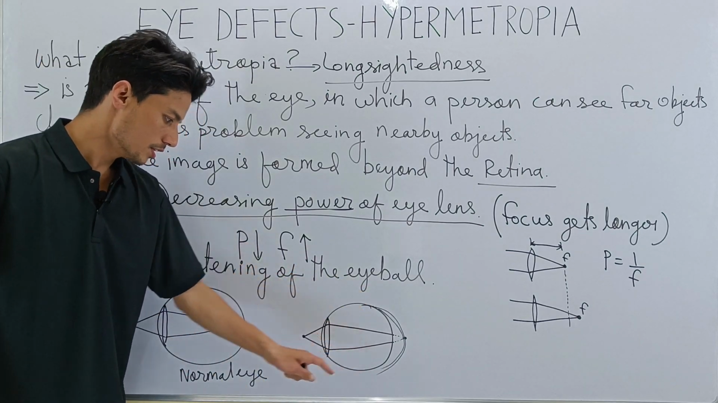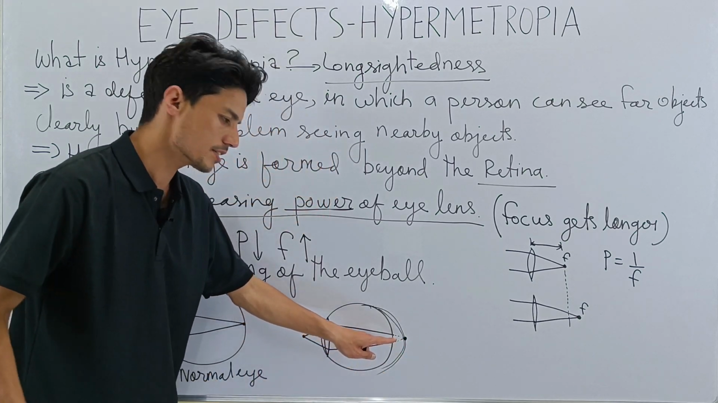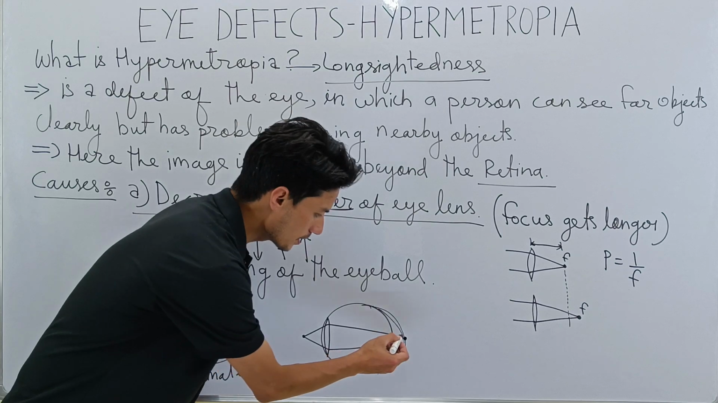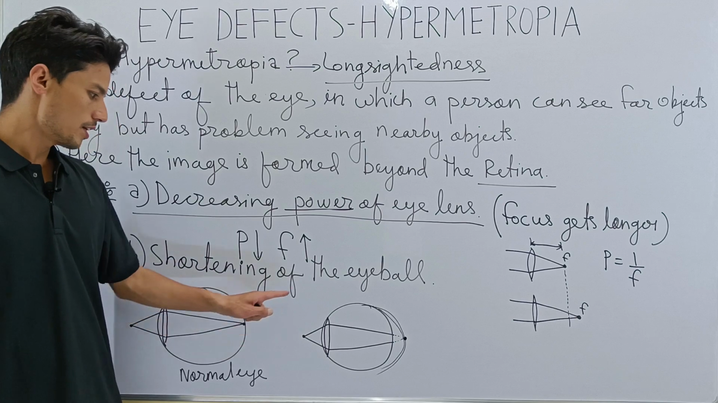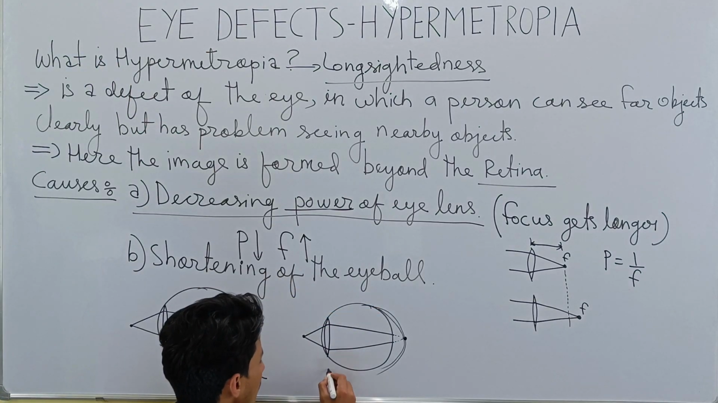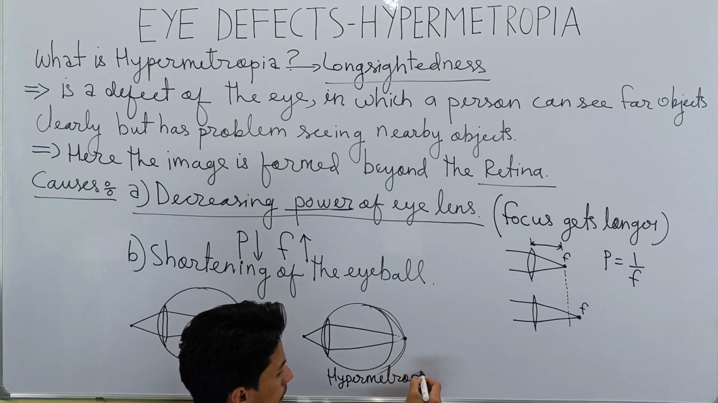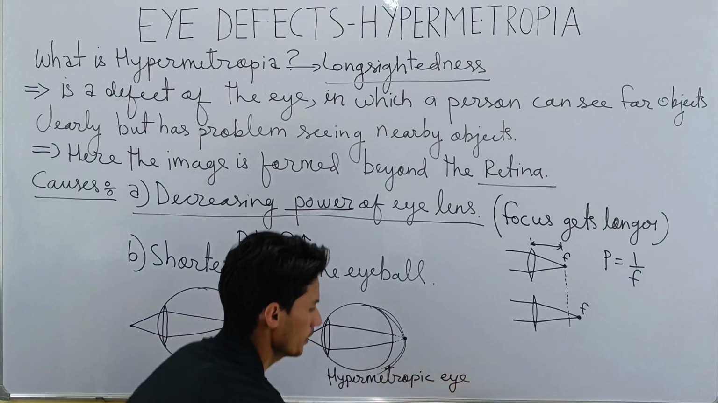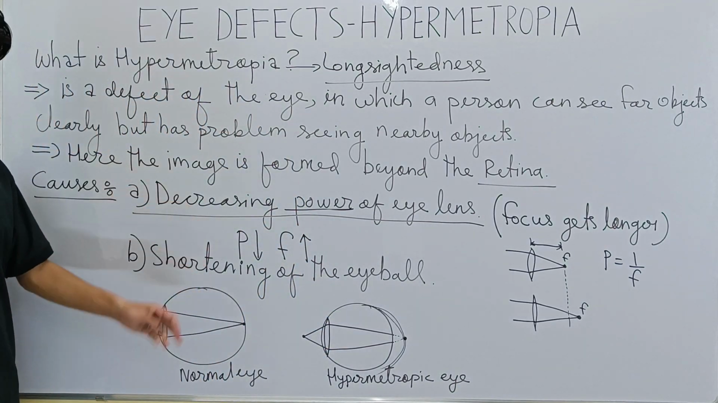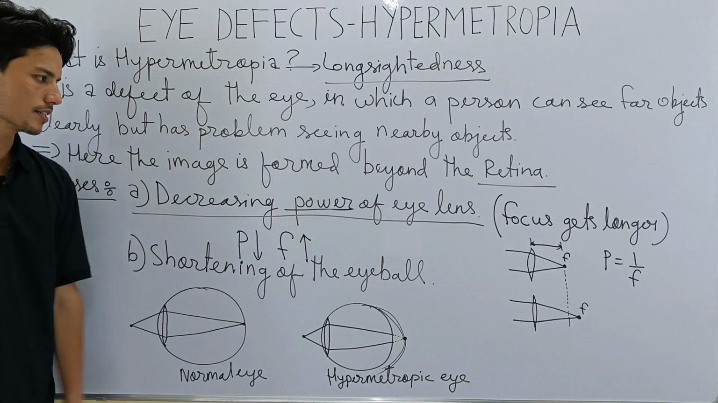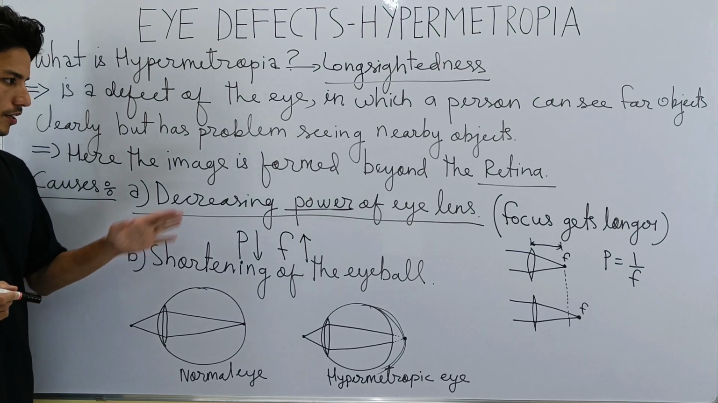So if the eyeball is shortened, the rays meet here. But since the eyeball is short, unfortunately the retina is not here, rather it's a little in front of it. So this is what is meant by shortening the eyeball. So this is the hypermetropic eye, with shortening of the eyeball. So these are the two causes: decreasing power of the eye lens, and the other one is shortening of the eyeball. I hope you all wrote it down.